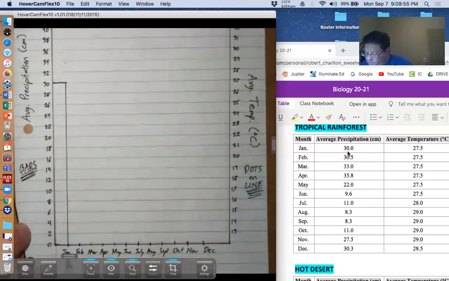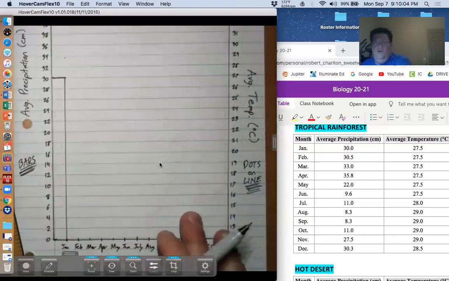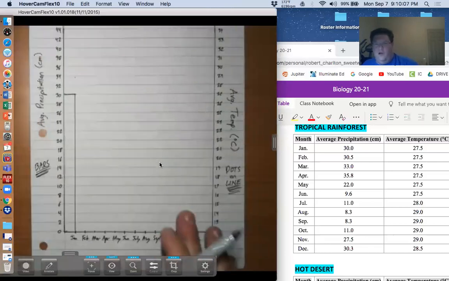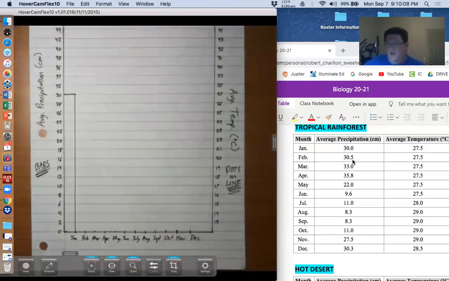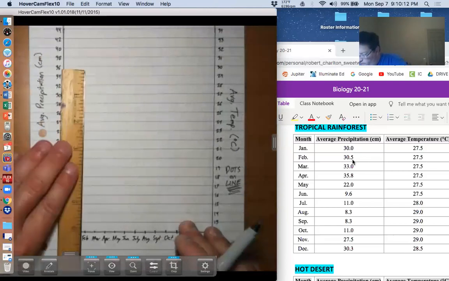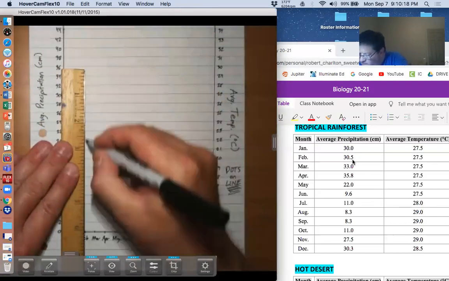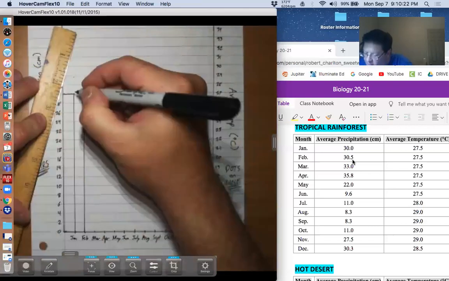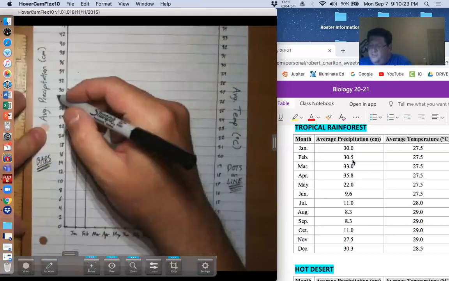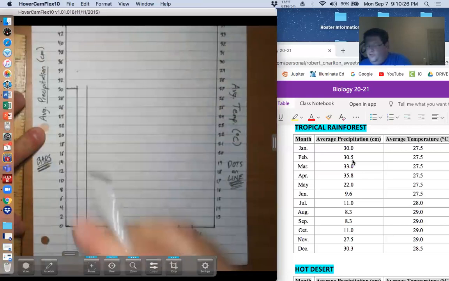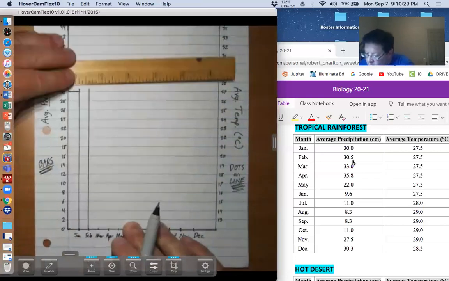Now you might be like, well, I put January on the line. It's not really in between the lines. That's okay. It's still going to work just fine. Move this up a little bit. There we go. One more zoom out helps. All right. February, 30.5. It's going to be just a little bit above 30. Notice I'm only working with the numbers on the left because I'm doing precipitation. So you use the precipitation numbers.